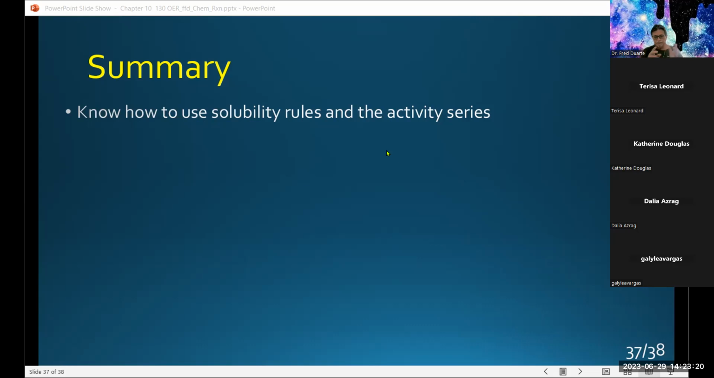Anyway, let me summarize this. I just finished talking about the activity series. That's for single replacement reactions. Recall these solubility rules and activity series are found on the periodic table.